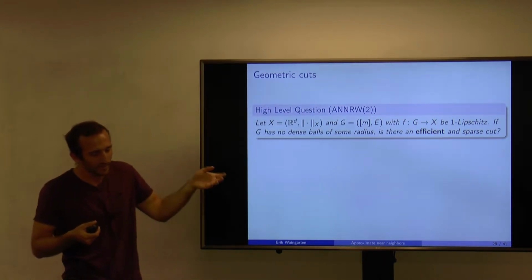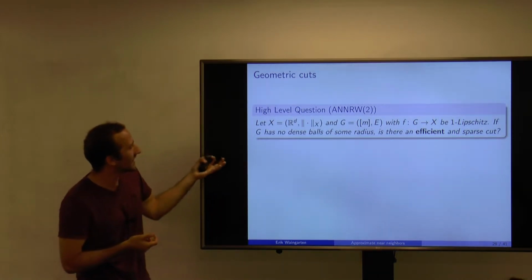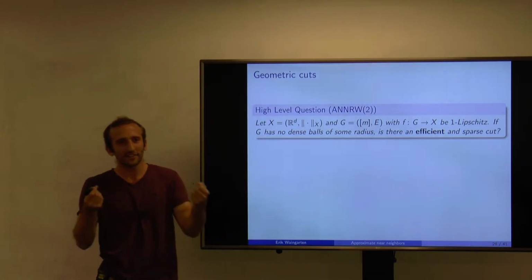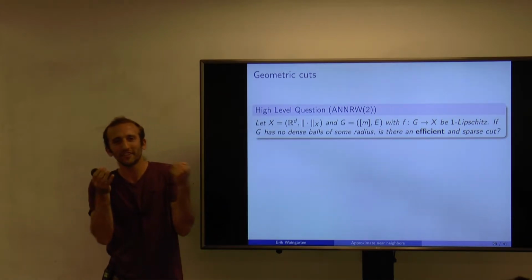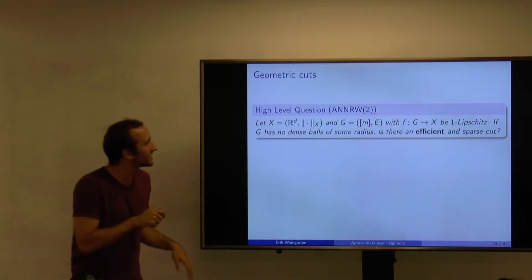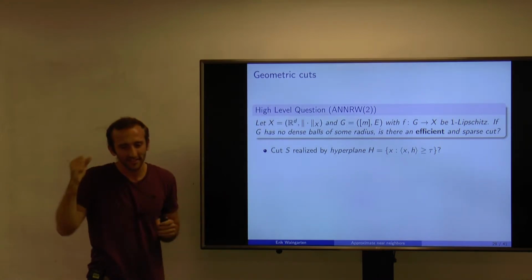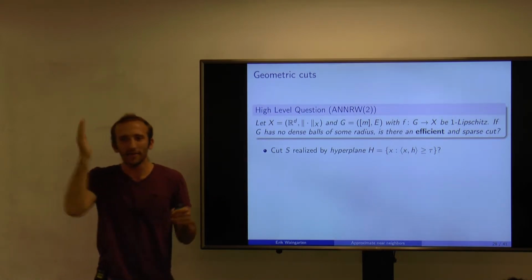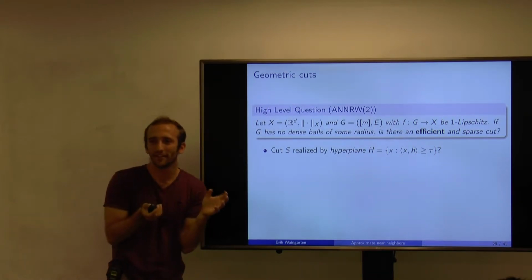So if you give me any norm space, and you give me a graph and an embedding of the graph which is 1-Lipschitz and a guarantee that there are no dense balls, now can I find a cut? But can I use the fact that this graph actually lies in my space to get a cut for which I can efficiently check whether a point lies on one side of the cut or the other? So let me give an example of what would be an efficient cut in this setting. Imagine the graph has points which lie in some space, and there exists some cut, but in addition, this cut is realized by taking a hyperplane of the space and considering all the points of the graph which lie on one side of the hyperplane or the other side.